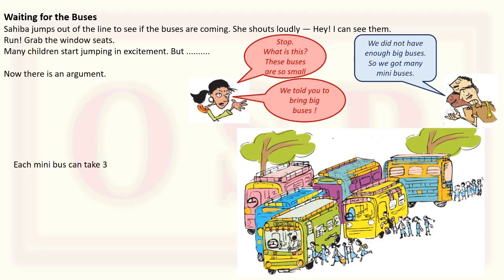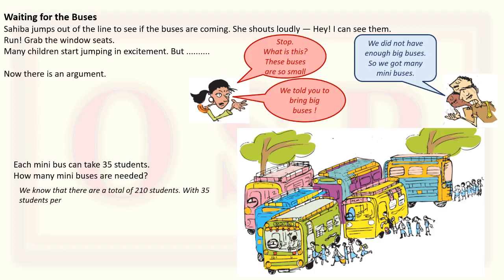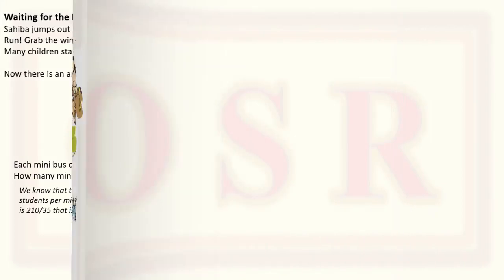Now each minibus can take 35 students. How many mini buses are needed? Tell me fast, kids. Okay, we know that there are a total of 210 students with 35 students per minibus capacity. The number of buses needed is 210 by 35, that is 6 buses.